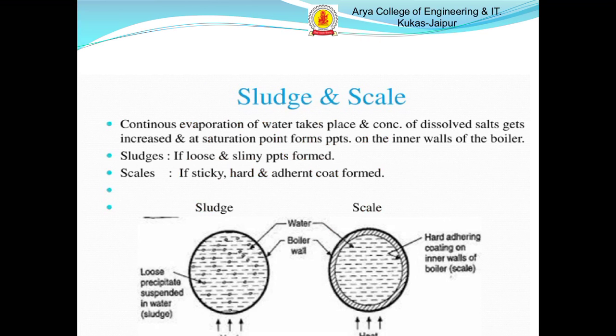In this session we will discuss about formation of sludge, formation of scale and how can we remove sludge formation and scales. Sludge is a loose and slimy precipitate in the inner wall of boilers. Scale is a sticky, hard and adherent coating formed in the inner wall of boilers.